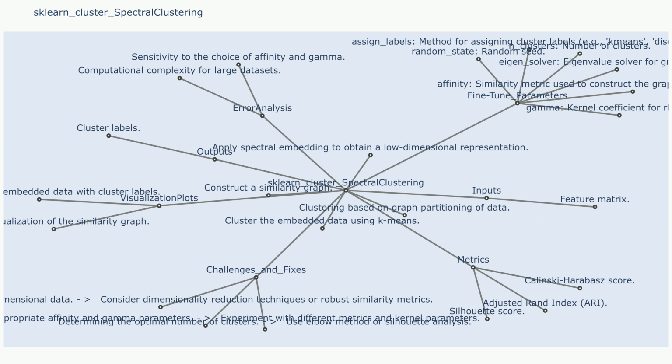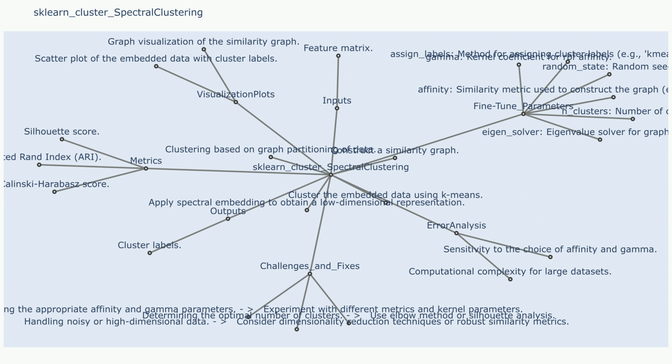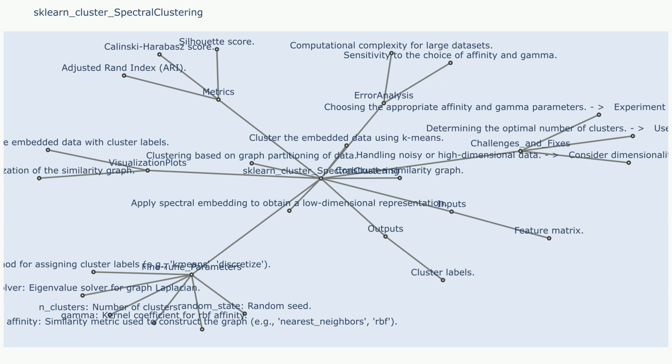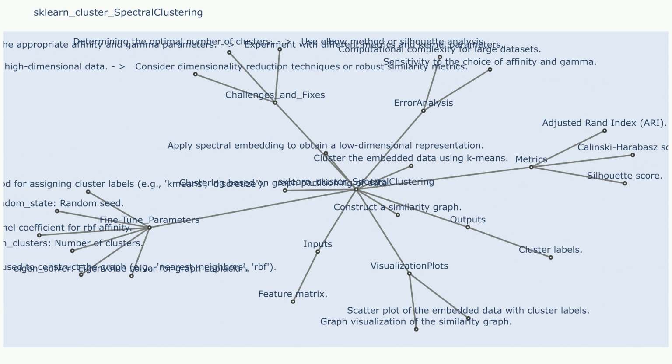Compute the Laplacian matrix. The Laplacian matrix is a mathematical representation of a similarity graph that captures its connectivity properties. Find the eigenvectors. The algorithm then finds the eigenvectors of the Laplacian matrix, corresponding to the smallest eigenvalues. These eigenvectors are called the spectral embedding and represent the low-dimensional representation of the data in the spectral space. Apply clustering. Finally, clustering algorithms such as K-means or a discretization method are applied to the spectral embedding to assign cluster labels to each data point.